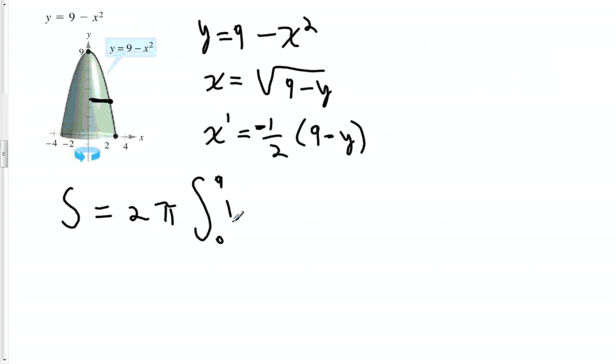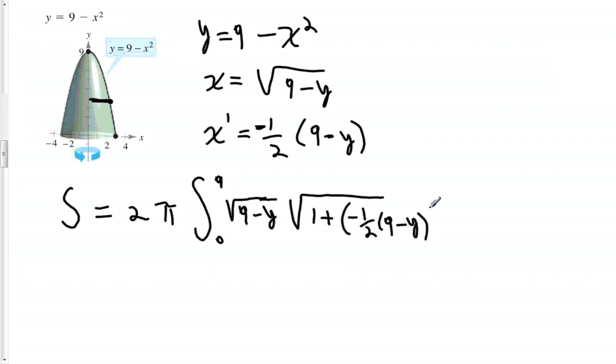It's the square root of 9 minus y times the square root of 1 plus the derivative squared, which is negative 1 half times 9 minus y, all raised to the power of, oops, I forgot this here. This should be negative 1 half power. When we take the derivative, we have to subtract 1 from the exponent, so we get to the negative 1 half power. So this should also be negative 1 half here.